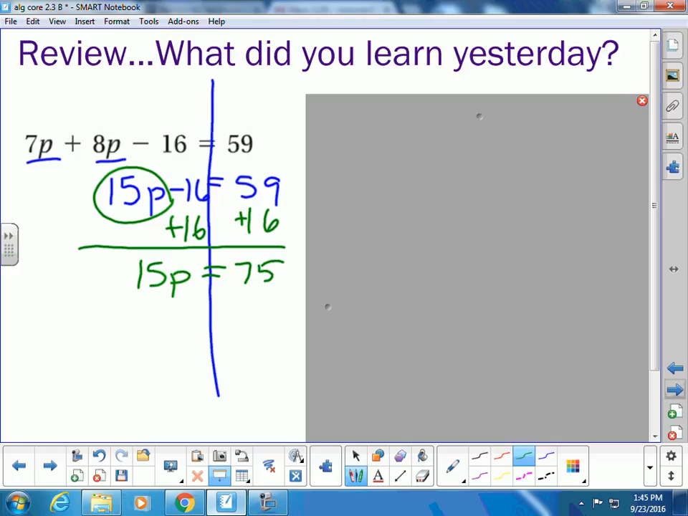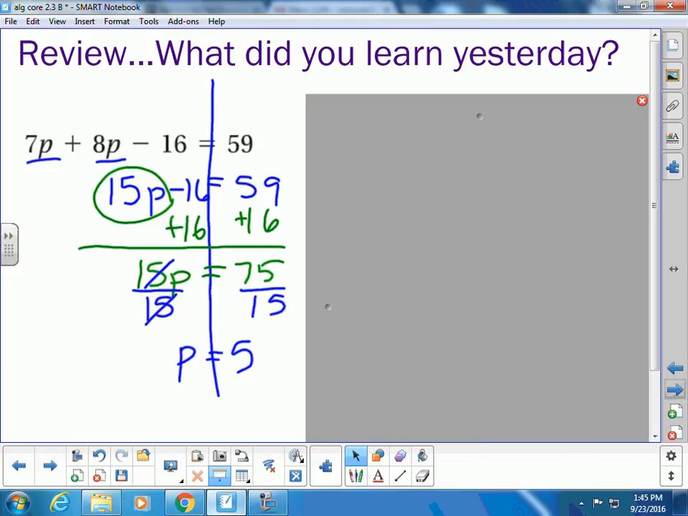And then I need to break apart the p and the 15. Right now it's not p plus 15, it's 15 times p, so I have to undo the times by dividing by 15 on both sides. That reduces to be 1p, so p equals 75 divided by 15, which would be 5, right? 15, 30, 45, 60, 75. P equals 5.